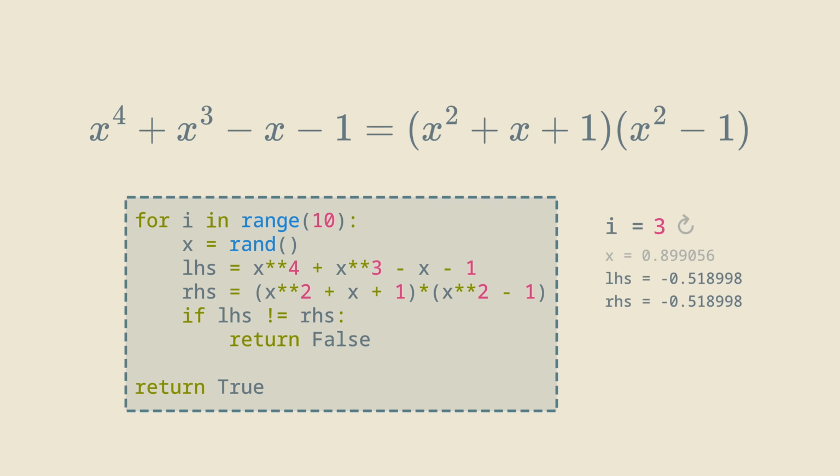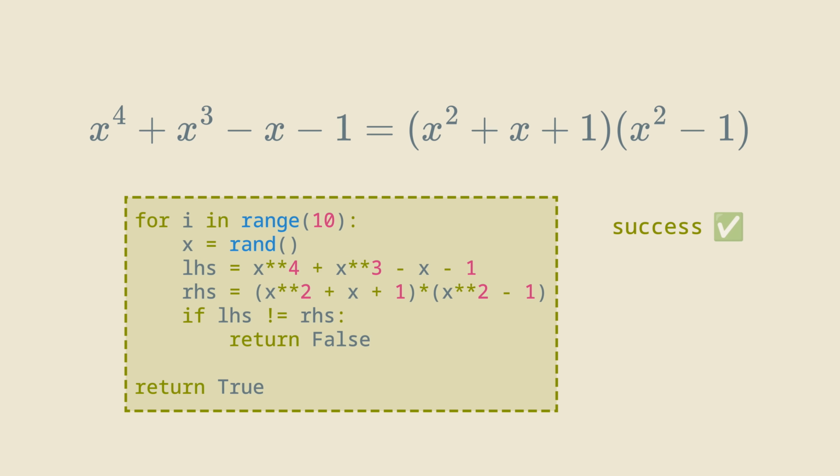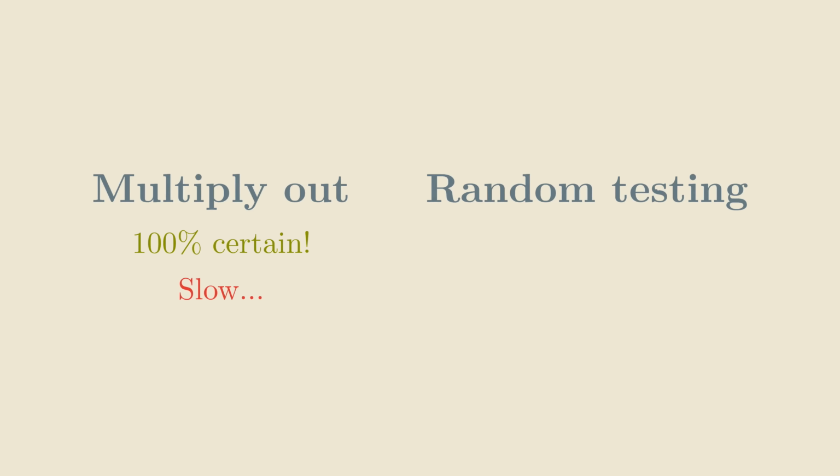Just to be extra sure, we can repeat this, say, 10 times, and then the probability of giving an incorrect answer becomes astronomically small. To recap, we've again seen two algorithms. The slow but always correct one that meticulously multiplies out both sides, and the fast one that's correct most of the time and just plugs in a random number. So let's see one more example of this pattern, Quicksort.